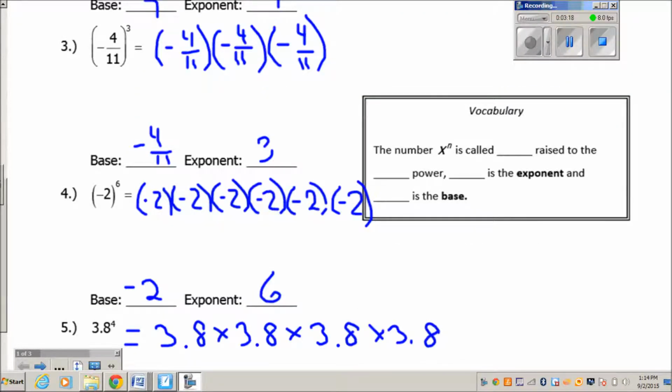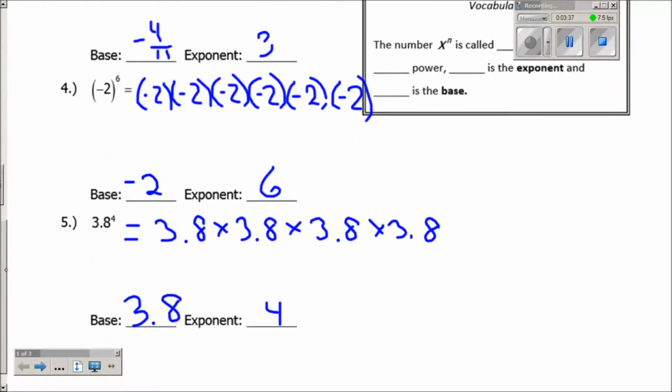Okay, now that you've had a chance to try questions 3, 4, and 5, please check your answers to make sure that you have the correct base and the correct exponent for each one. So in question 3, make sure that the base is -4/11. In question 2, the base is -2. And in question 5, the base is simply 3.8, or 3 8/10.